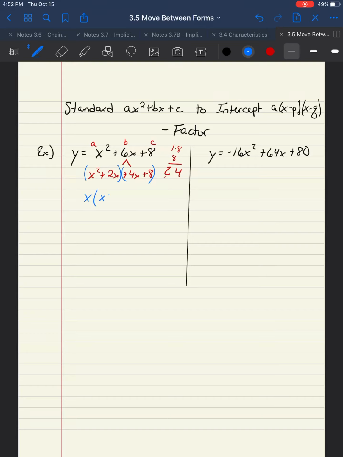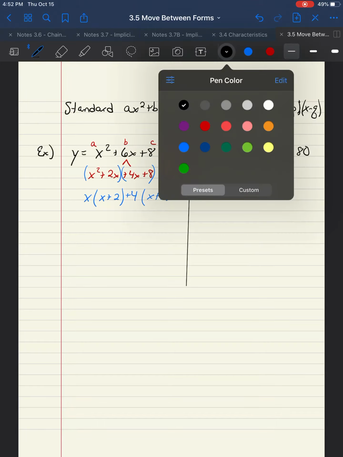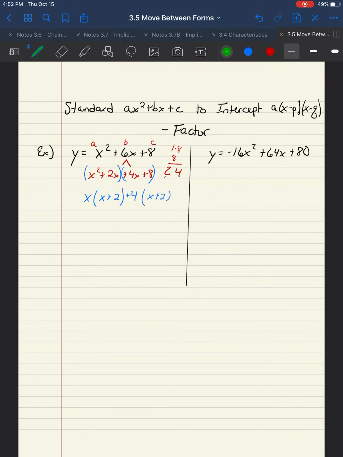Remember, once we group, we're taking out a GCF. So from x squared plus 2x, what do they have in common? An x, which then leaves me x plus 2. Then the second group, what do a 4x and an 8 have in common, what's the largest number? I have to take my sign as well. When I factor out the 4, I am left with x plus 2.